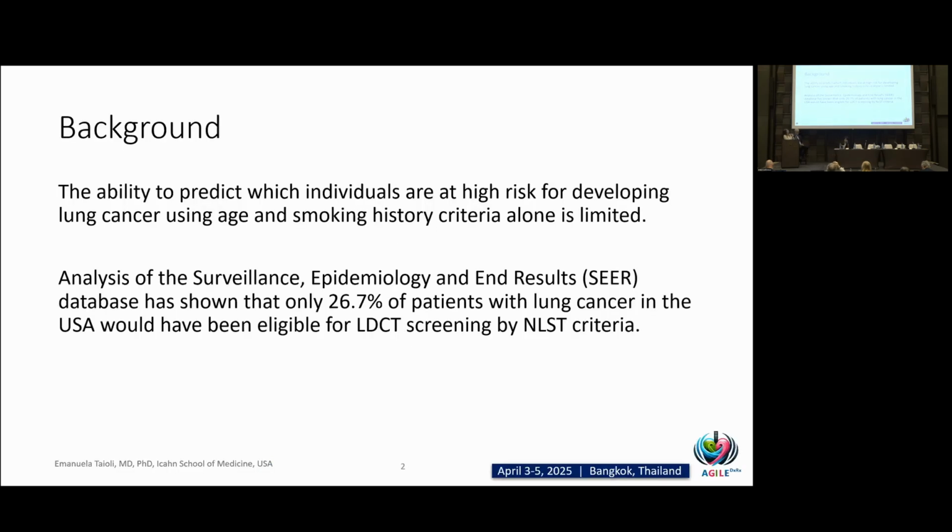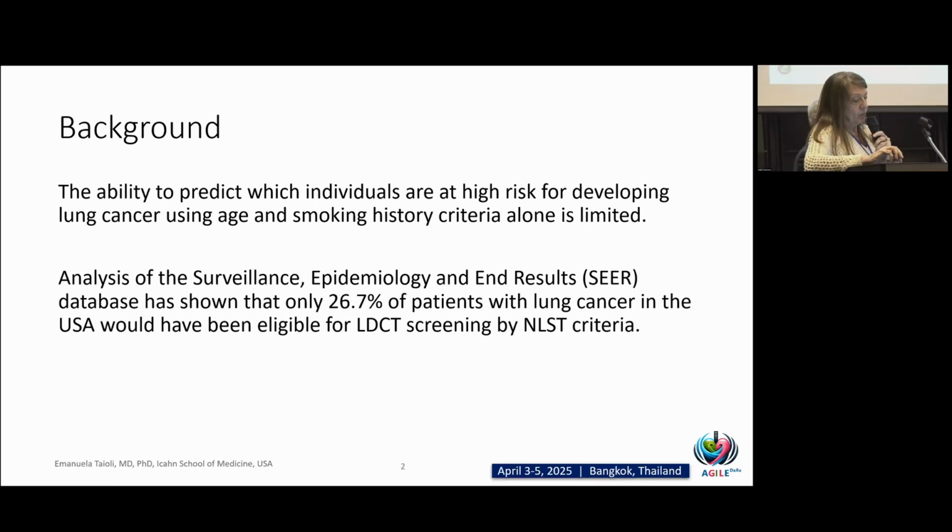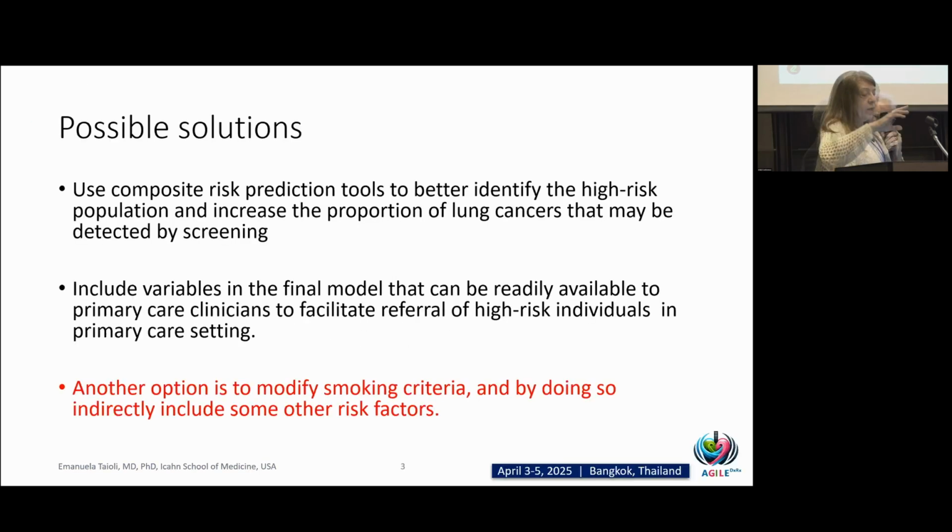We thought that we can start by saying that we are really not picking all the individuals that should be picked up by screening. And in fact, we can do some background showing that almost 1/3 of patients with lung cancer in the US would have been eligible for screening, but they didn't do it. So we can start from saying the criteria are not really helping. And then we thought of three different areas as a solution.